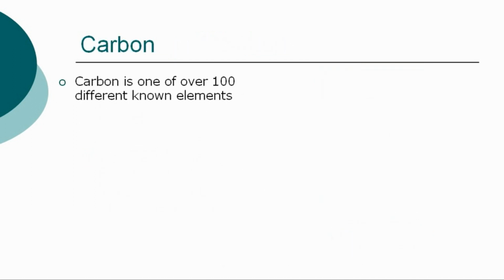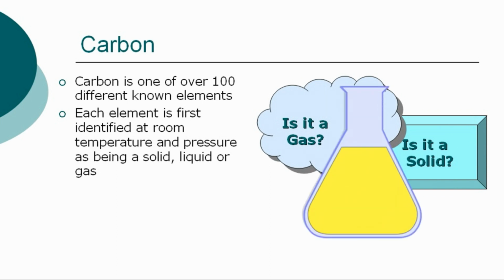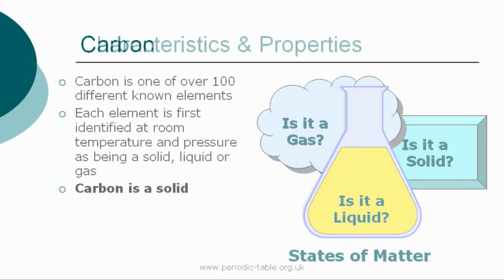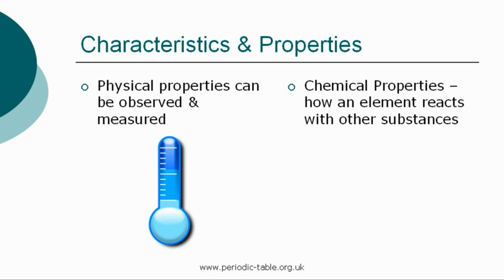The element carbon is one of over 100 different chemical elements that are known to modern chemistry. Each element is first identified at room temperature and pressure as being a solid, liquid, or gas, referred to as states of matter. Carbon is a solid at normal room temperature and pressure. Each element has physical properties that can be observed and measured, such as color, density, and odor. The chemical properties are the characteristics that determine how a substance will react with other substances, such as water or oxygen.